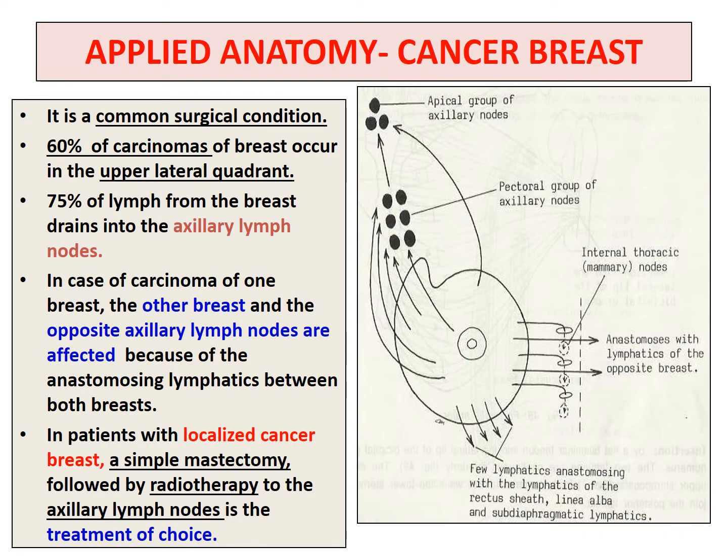The applied anatomy, which includes cancer breast. Cancer breast is a common surgical condition. 60% of carcinomas of breast occur in the upper lateral quadrant. 75% of the lymph from the breast drains into the axillary lymph nodes. In case of carcinoma of one breast, the other breast and the opposite axillary lymph nodes are affected because of the anastomosing lymphatics between both the breasts. In a patient with localized cancer breast, a simple mastectomy followed by radiotherapy to the axillary lymph nodes is the treatment of choice.